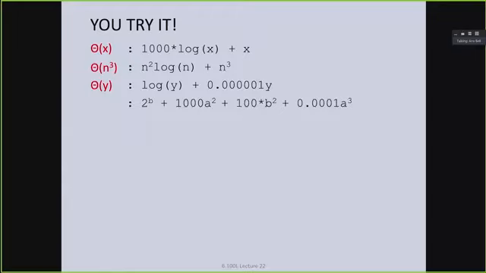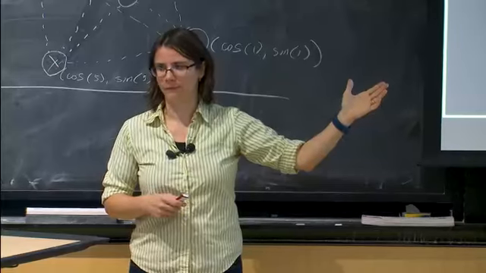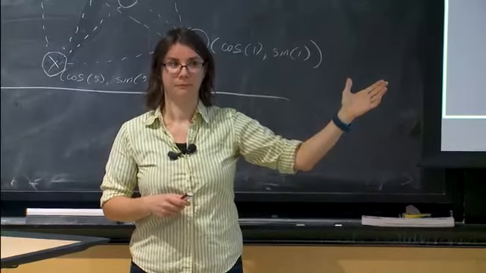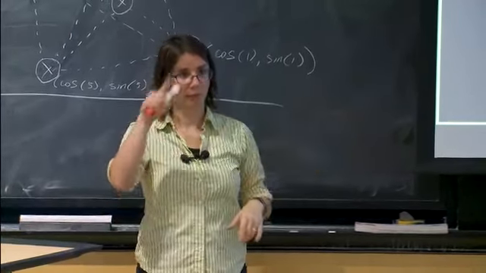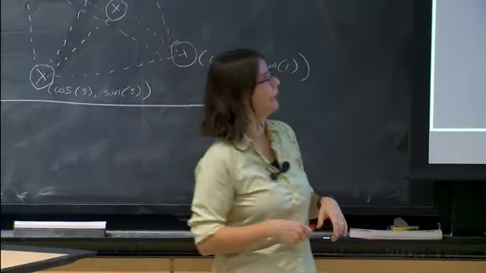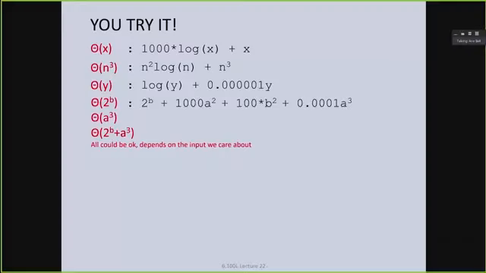What is the theta if the variable is only b? Yeah, 2 to the b. What about if the variable is only a? A cubed, exactly. And if my function is both a function of a and b? 2 to the b plus a cubed, right? Because both will contribute to the runtime of this function, right?